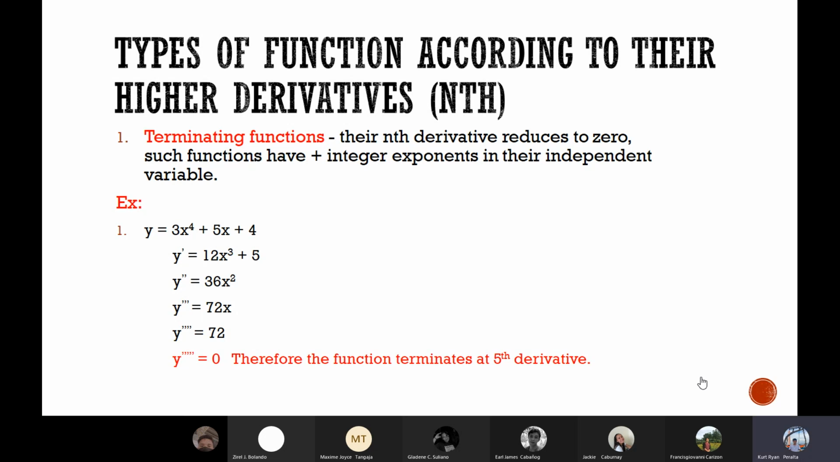I'm sorry guys. So first is the terminating functions. So their nth derivative reduces to zero. Such functions have positive integer exponents in their independent variable.